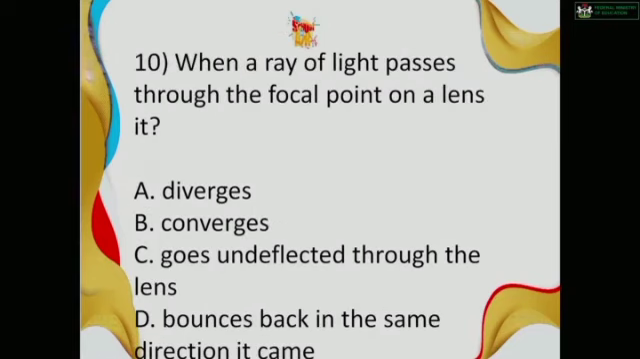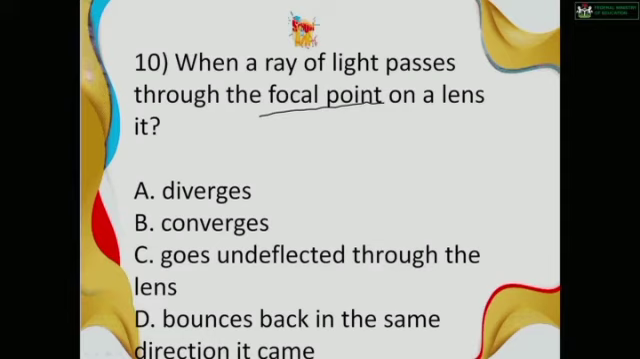Question 10. When a ray of light passes through the focal point on a lens, it: A, diverges; B, converges; C, goes undeflected through the lens; and D, bounces back in the same direction it came. I want you to think about this very well. When a ray of light passes through the focal point of a lens, what happens to it? What is the correct option?